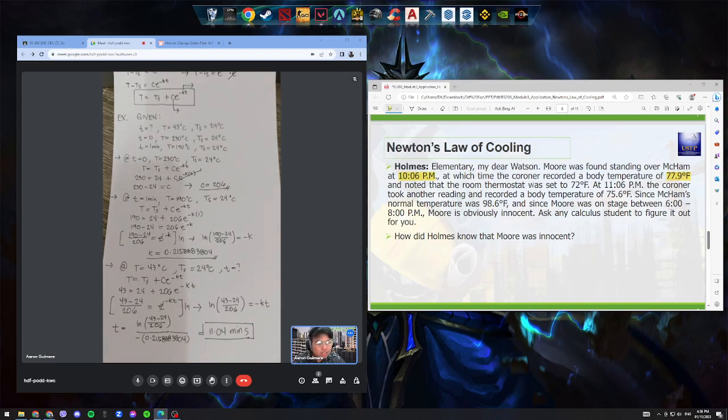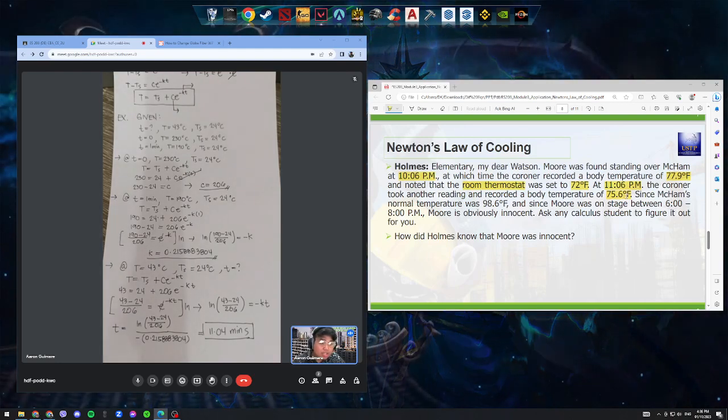And noted that the room thermostat was set to 72 degrees Fahrenheit. So the room thermostat means this is the temperature of the surrounding. This 77.9 will be our temperature of the object or the body. So at 11:06 p.m., the coroner took another reading and recorded a body temperature of 75.6 degrees Fahrenheit. So after 1 hour from recording 77.9, the temperature of Mackham's body decreased to 75.6 degrees Fahrenheit.